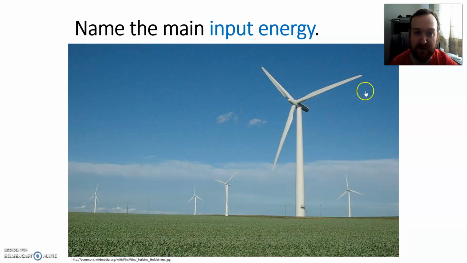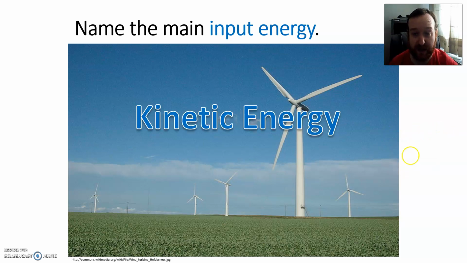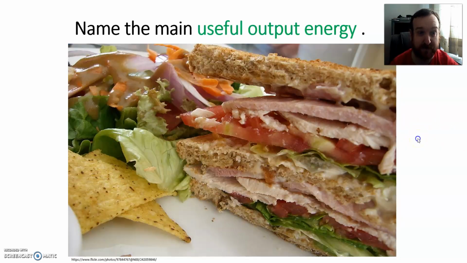Next, what's the main input energy from the wind turbines? The wind is moving, so it's got to be kinetic energy. Kinetic energy. So input is kinetic, output will be electrical. This is an important one because we're going to be looking at it this week.